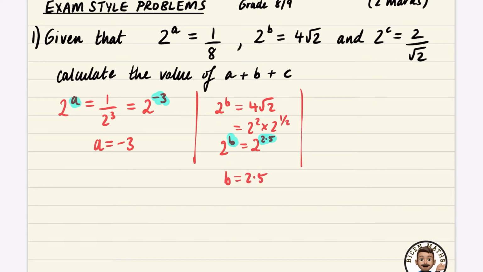And then our last one, 2 to the power of c is equal to 2 over root 2. Well, that's 2 to the power of 1 divided by 2 to the power of a half.